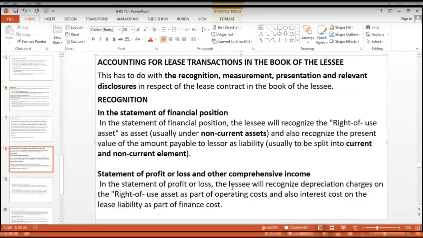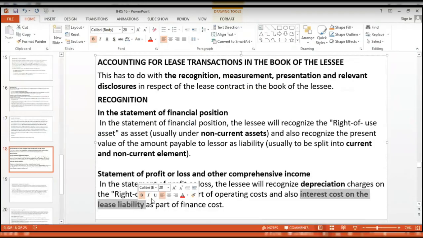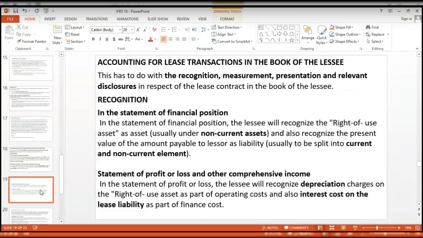In the statement of profit or loss, the lessee will recognize depreciation charges. That is, the lessee will be depreciating the right of use asset he has recognized, as part of operating cost. It's going to be part of expenses, and also interest cost on the lease liability as part of the finance cost. That's how it is done.